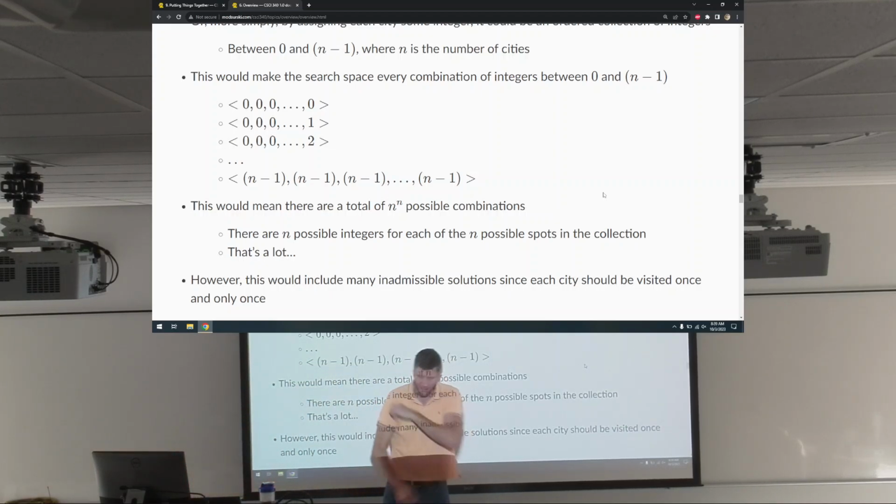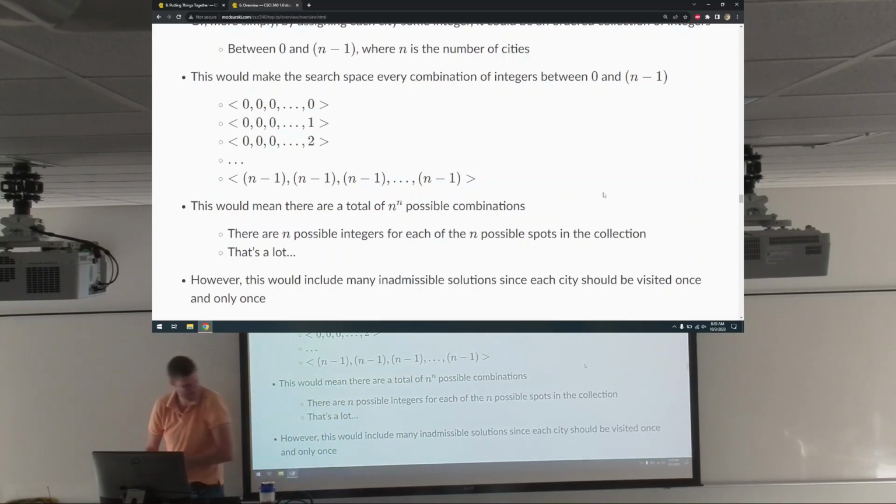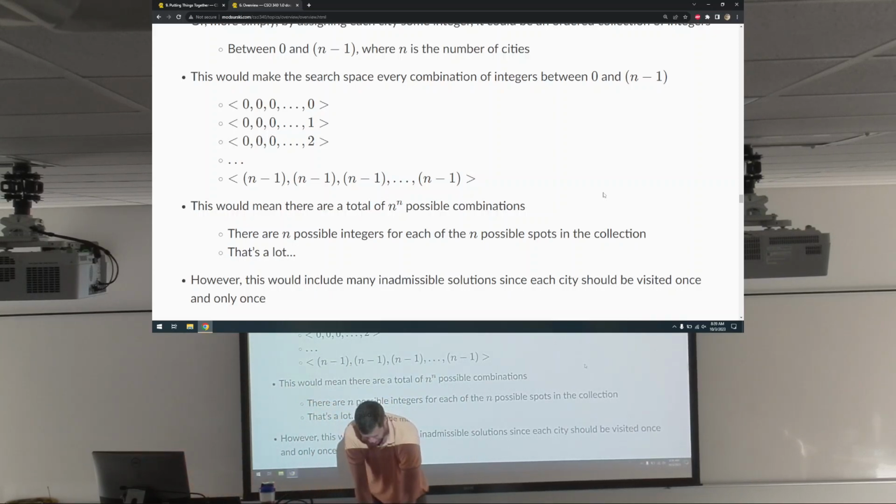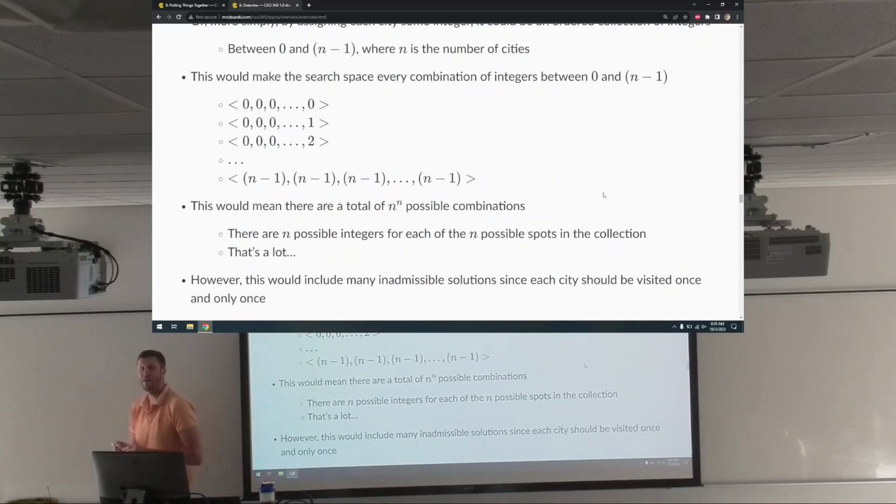And the reason it's n to the n is, let me grab a marker to make it clear. If I have n cities, how many unique integers could be in the first index? N, right? And I have n indices, right? How many integers could be in the next index? N. How many in the next? N.